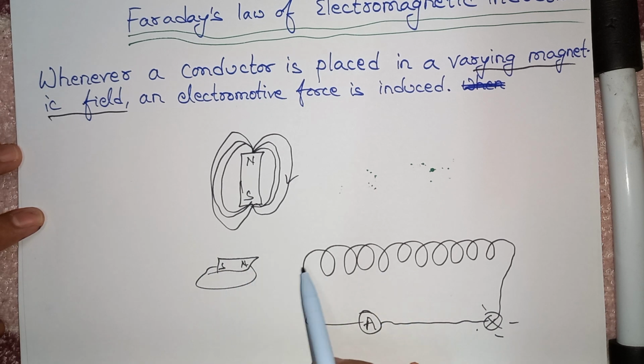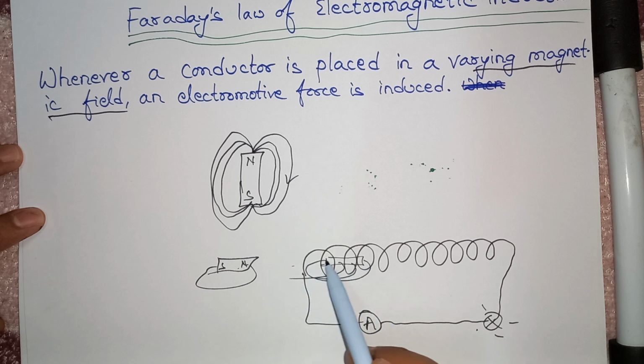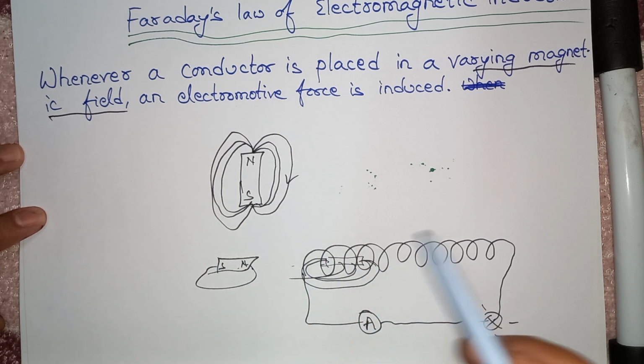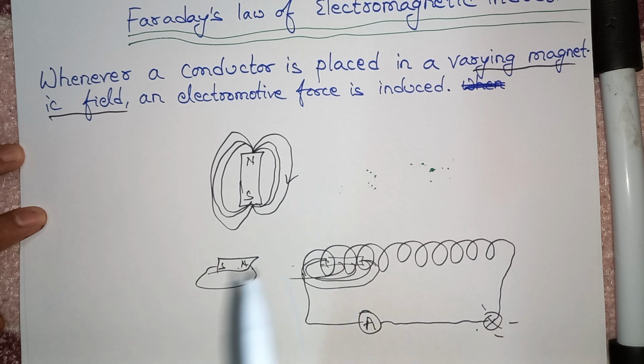Now what we'll do, we'll insert this magnet and we'll take it out. Insert, take out. We'll keep it in, we'll take it out. If we keep the magnet inside, the magnetic lines of force will pass from north to south like this. Whenever you take it out, the magnetic lines of force will be outside. That means the magnetic lines of force coming through this current carrying coil are changing.